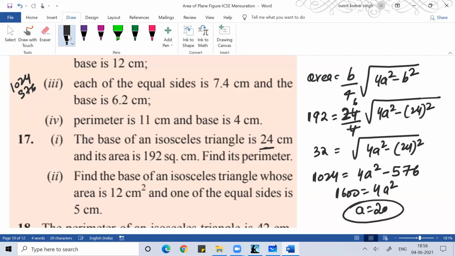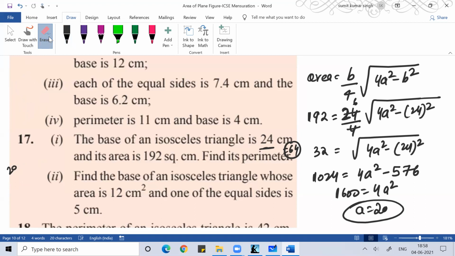So if I get a is equal to 20, the sides are 20, 20, and the base is 24, I can find the perimeter. So the perimeter would be 64. Perimeter is the sum of all sides. Yes, sir. This is the one way.